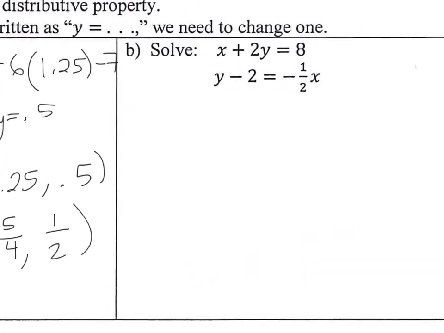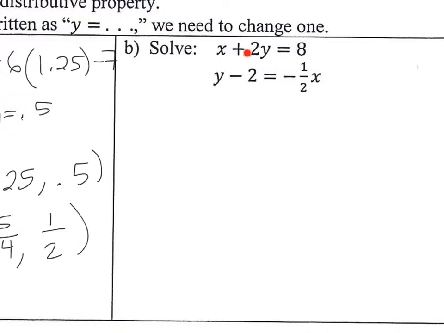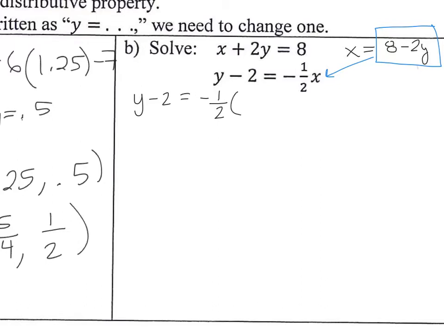Okay, the second one, I don't have either variable solved. I don't have what x is or what y is by itself. So you can pick one. In this equation, I'm going to solve for x. So x equals 8 minus 2y. Then I'm going to substitute 8 minus 2y in for x in my second equation. So I get y minus 2 equals negative 1/2 times x, which needs to stay in parentheses.